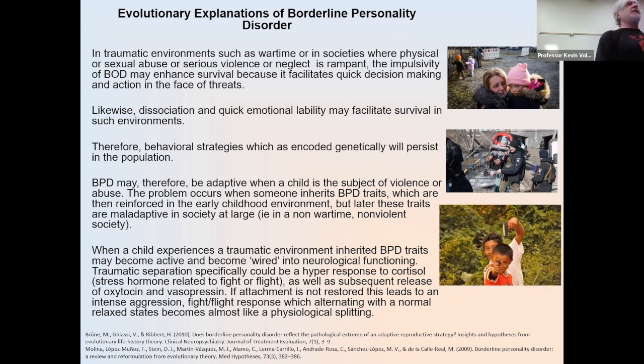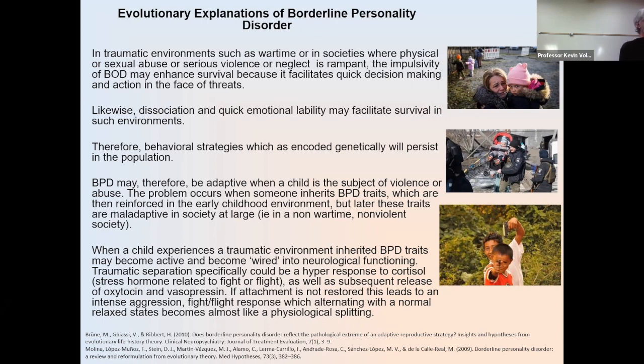In other words, if you're really impulsive and you're faced with a threat, you make a quick decision to do something, right? Maybe you're in an environment where there's violent stuff going on all the time. Maybe the ability to dissociate a little bit is helpful, right? Maybe the ability for your emotions to switch from being happy to being super angry allows you to defend yourself better. So these are all traits that may confer some survival value. And so they persist in the human population.